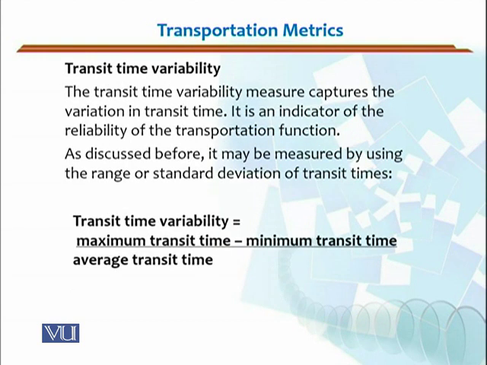Then we have the transit time variability measure. The transit time variability measure captures the variation in transit time. It is an indicator of the reliability of the transportation function. As discussed before, it may be measured by using the range or standard deviation of transit times. So we need to have the variation with us, and it depends upon the history of, let's say, the supplier. So transit time variability will be equal to the maximum transit time minus the minimum transit time. This gives you the variation, and it is divided by the average transit time.